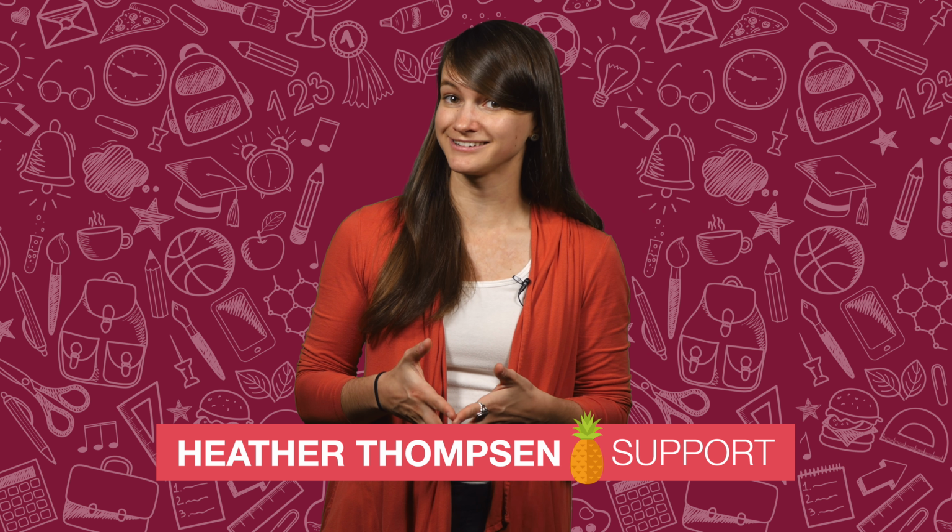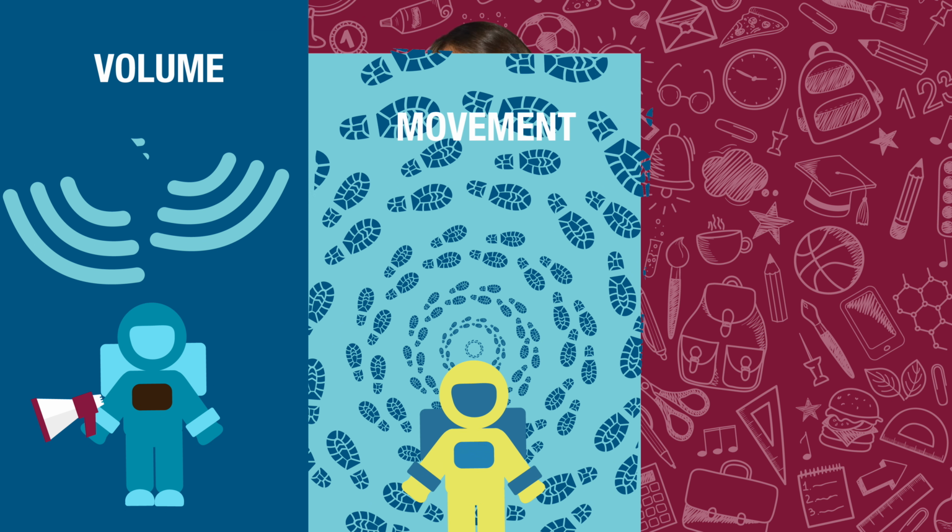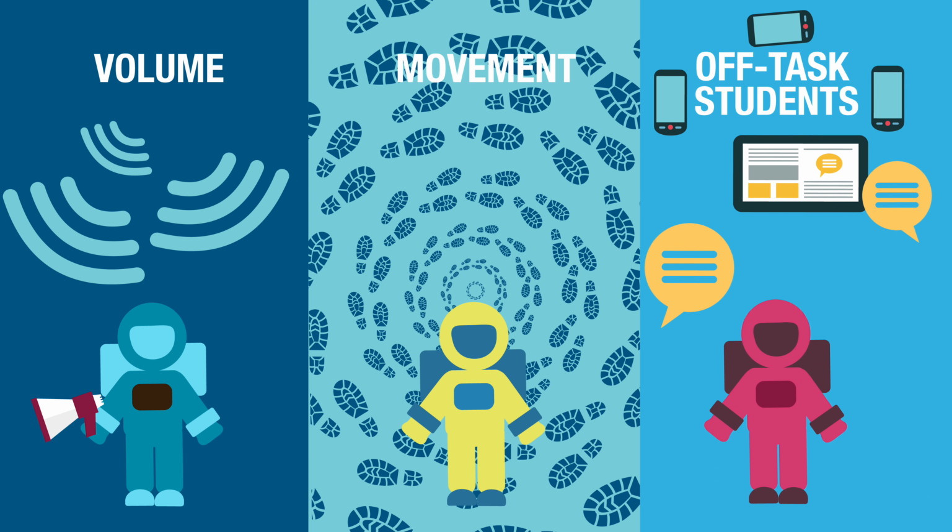You're excited about using new active learning strategies, right? That's great, but keep in mind, when you first begin these strategies, it can be a bit messy. There are going to be some classroom management issues that you may not have thought about. So let's take a look at 3 of the most common: volume, movement, and off-task students.